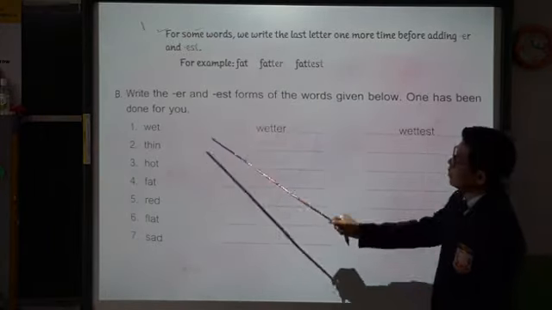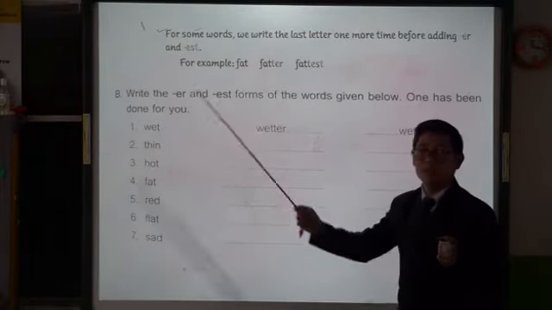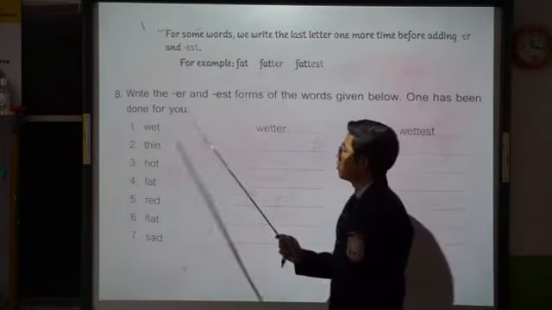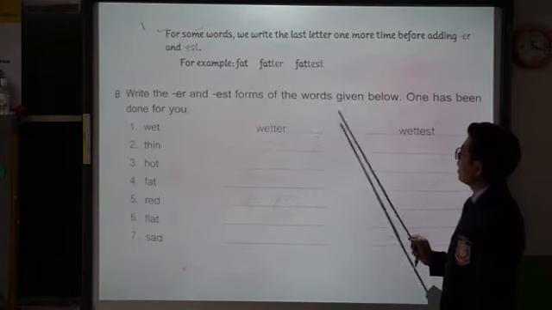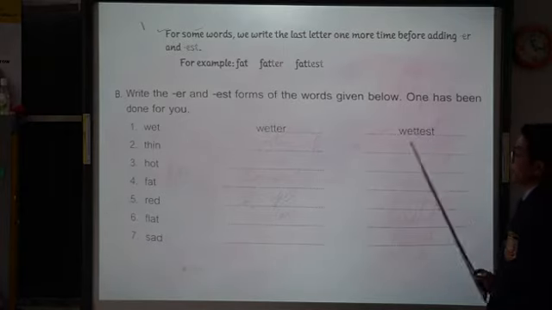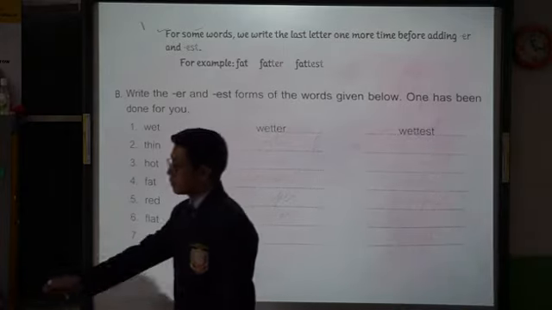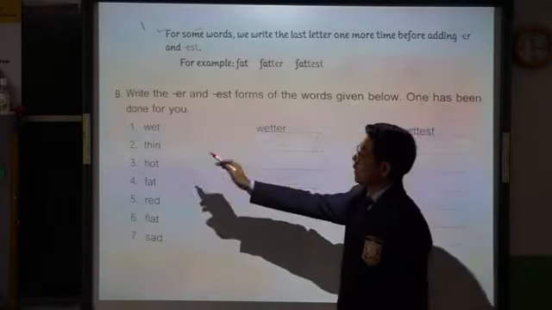One has been done for you. Wet. The last letter T we need to write twice. So that's why it is W-E-T-T-E-R and W-E-T-T-E-S-T, wettest. In the same way we do the remaining words.